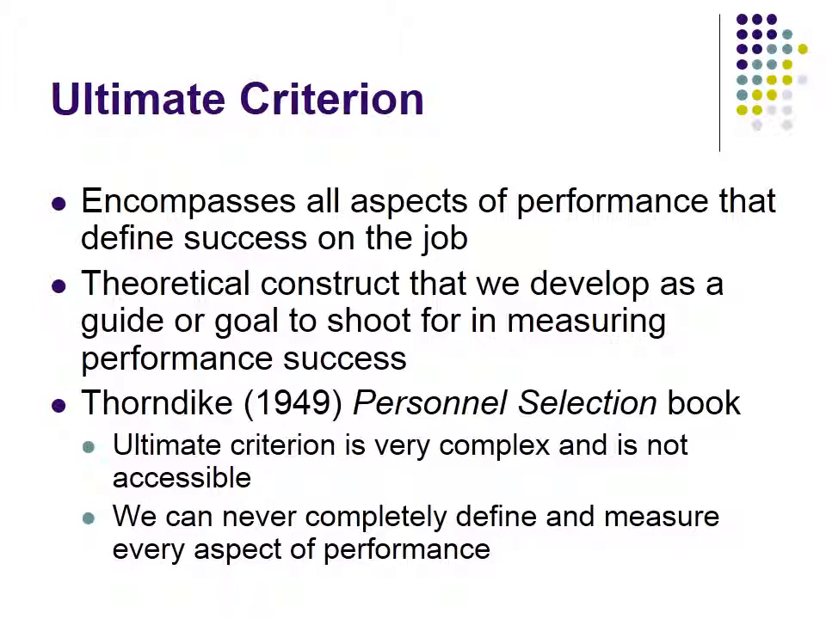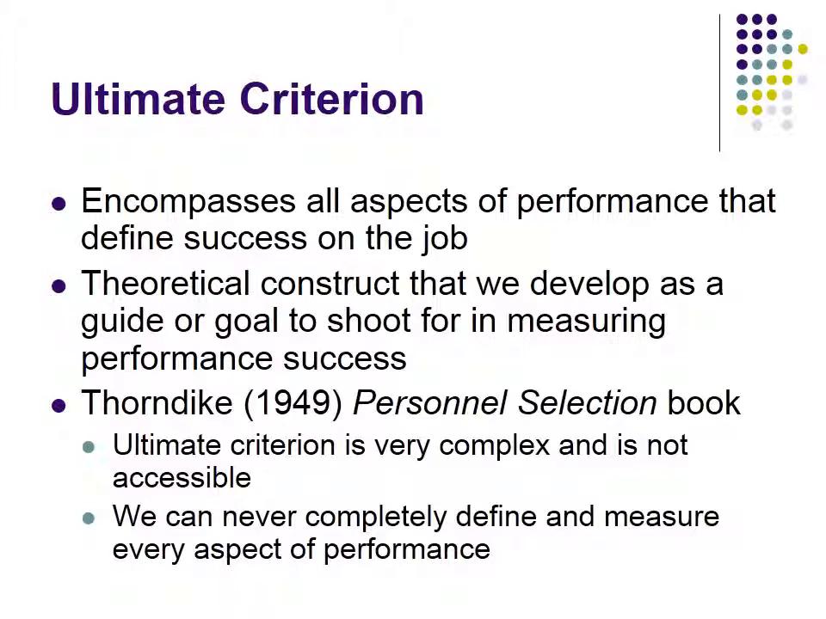So theoretically, when we're measuring performance, or criterion, the sum total of performance, what we're after is something we refer to as the ultimate criterion. It encompasses all aspects of performance that define success on the job, from the very largest component to the very smallest component. If you could theoretically measure every single factor and weigh it appropriately to define exactly what is perfect performance in a job, that would be the ultimate criterion. It's a theoretical construct that we develop as a guide or goal to shoot for in measuring performance success.